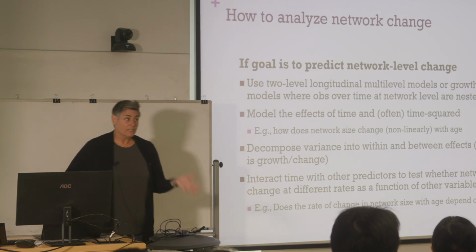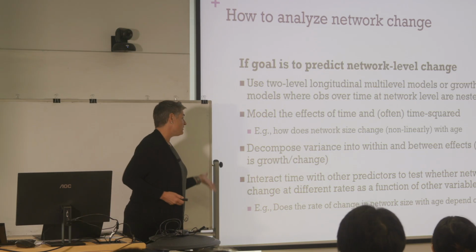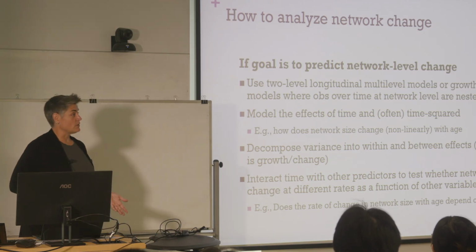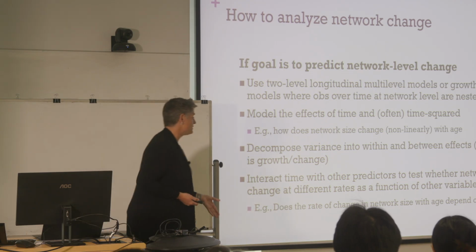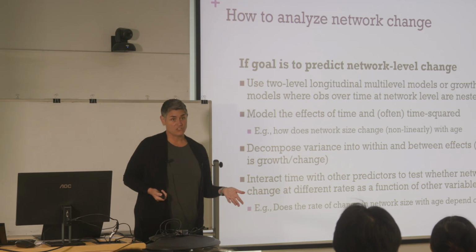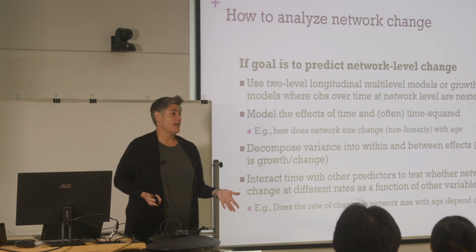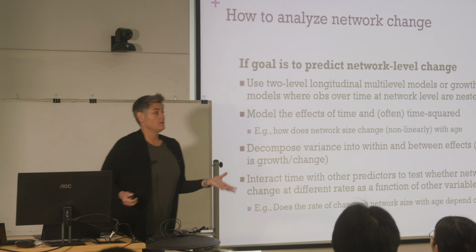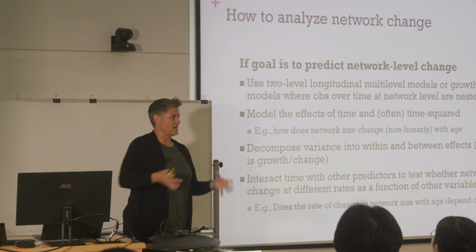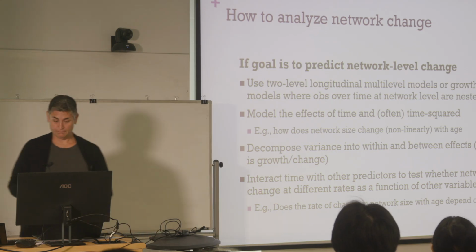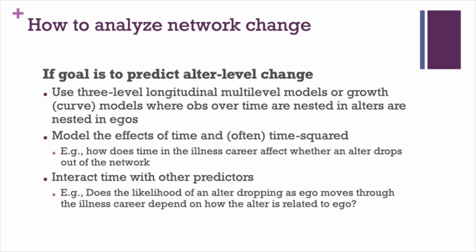And then the really cool thing you can do with these growth curve models is interact time with other predictors to test whether networks change at different rates as a function of other variables. So for example, I might hypothesize that the rate of change in networks over time as you age varies by gender, right? So we might expect men's networks to contract over time with age, and women's might not, which is what we find actually typically. And that's just with an interaction term between time and ego gender.